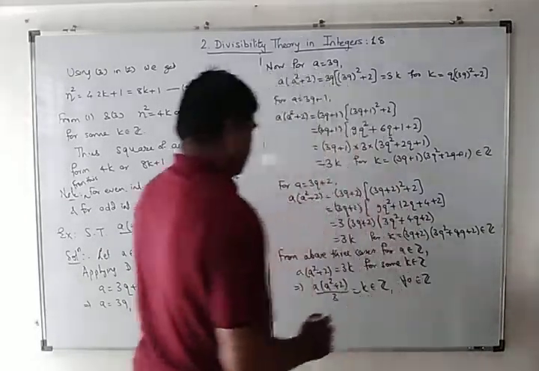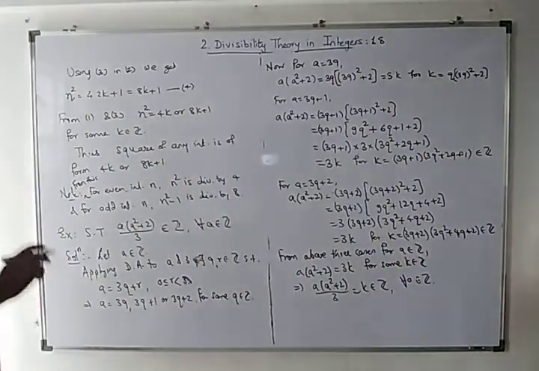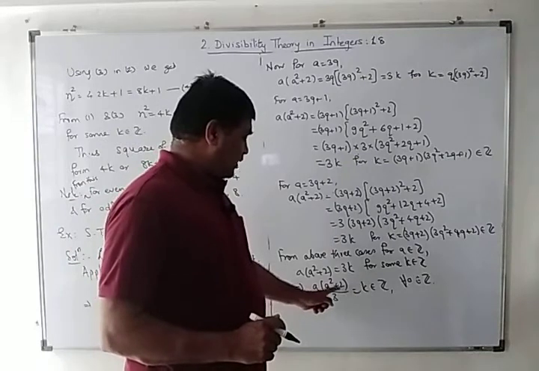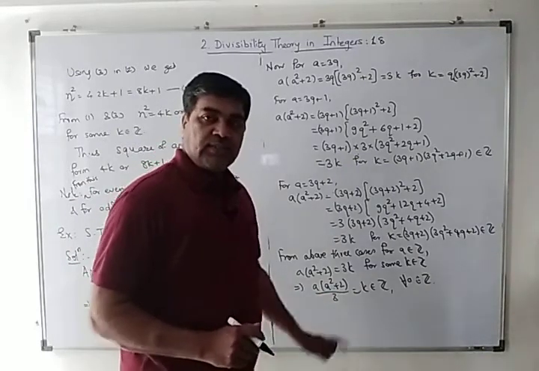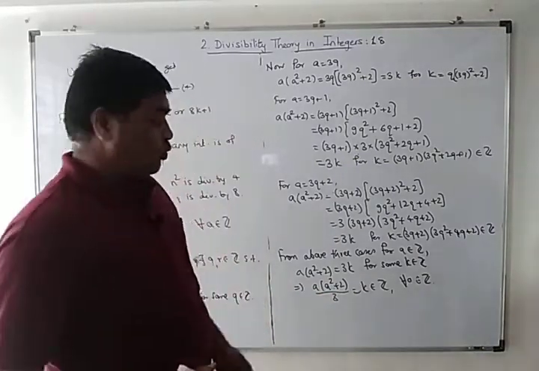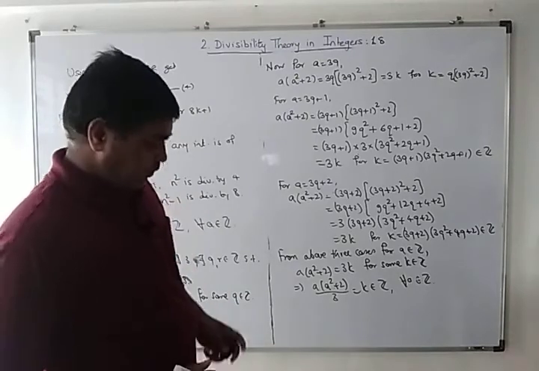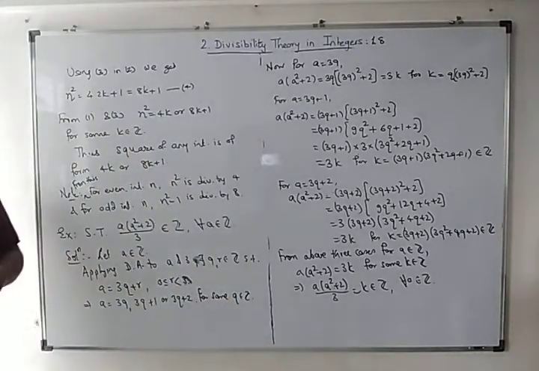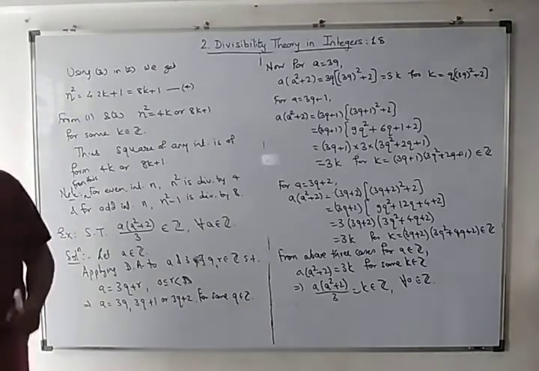Okay. Means what we are proving here, 3 always divides a(a² + 2). Is it clear? So with the help of the division algorithm, we are proving those results.